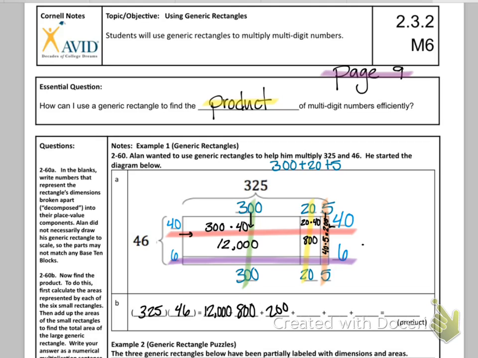Looking at my second row, I'm going to follow my purple from my 6 and my green from my 300. 6 times 300, if you throw it through a calculator, will give you 1,800. Transfer that value down here, 1,800. Now I'm going to follow my yellow from my 20 and my purple from my 6 and do 20 times 6. And 20 times 6 is going to give me 120. And then finally, 5 times 6 will give me 30.